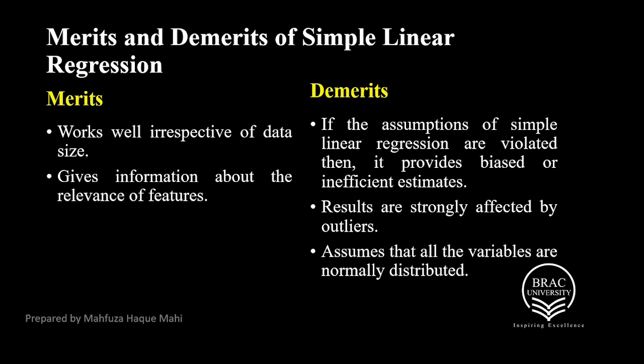Although simple linear regression is a powerful tool, it has some demerits too. The greatest drawback of simple linear regression is that if its assumptions are violated, then it provides biased or inefficient estimates. And results are strongly affected by outliers. Simple linear regression assumes that all the variables are normally distributed, so when the variables are not normally distributed, we can't use simple linear regression at all.